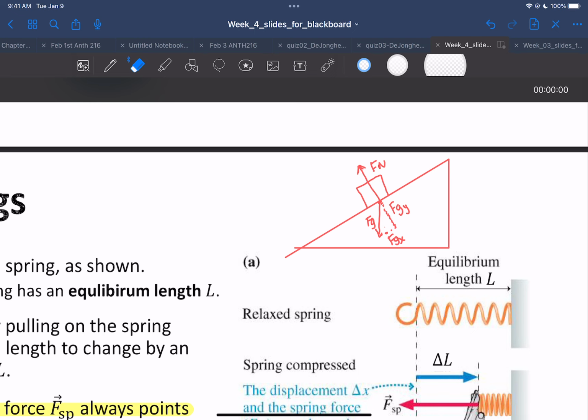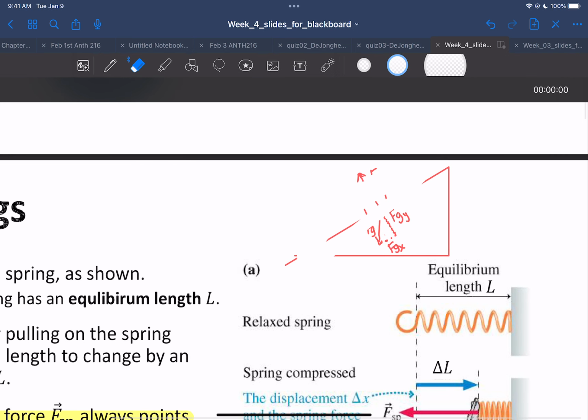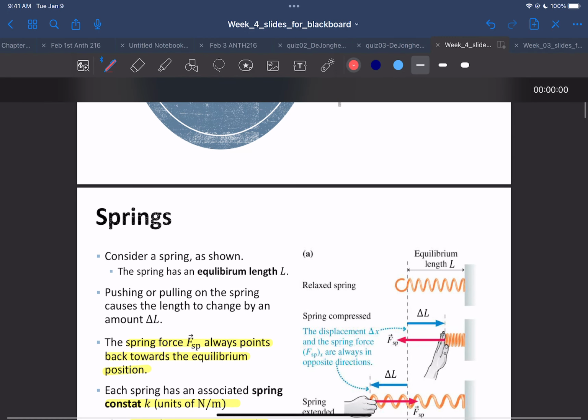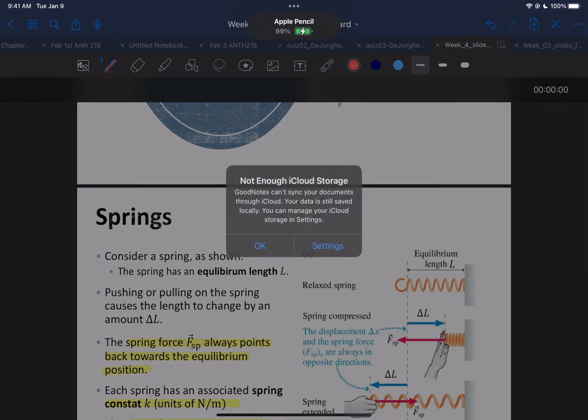Everyone else on the same page as well? Awesome. Let me go ahead and erase this real quick. Alrighty. So now we can move on to this week's lecture stuff, right?